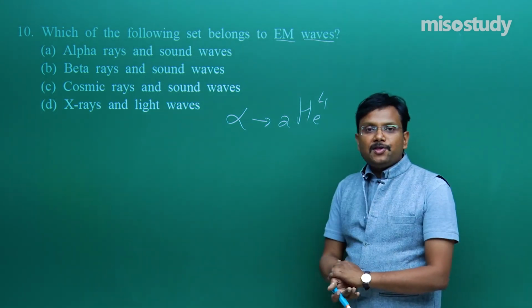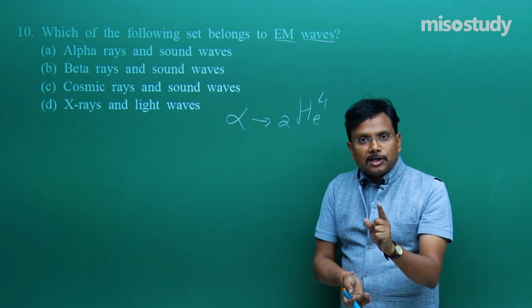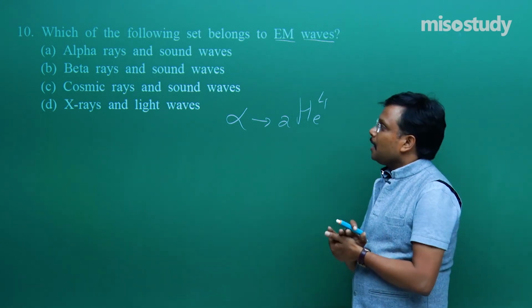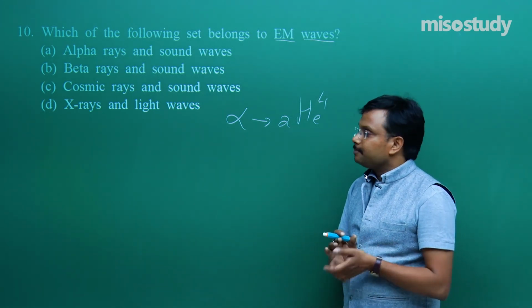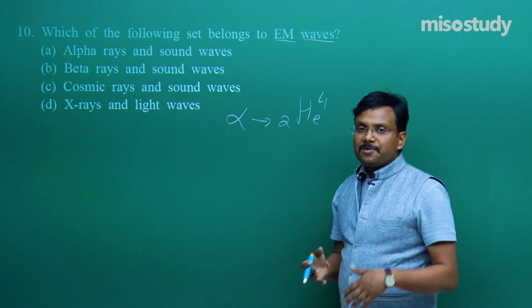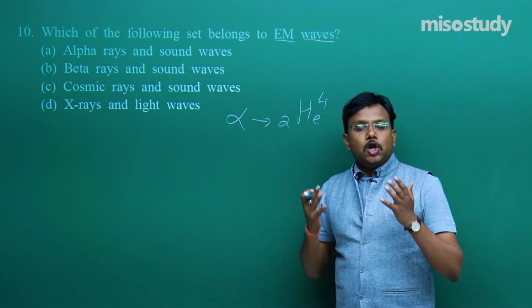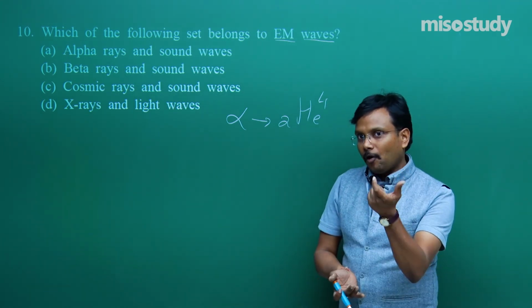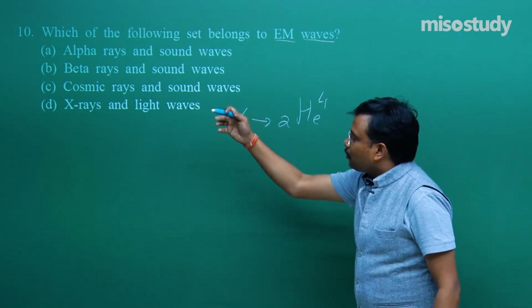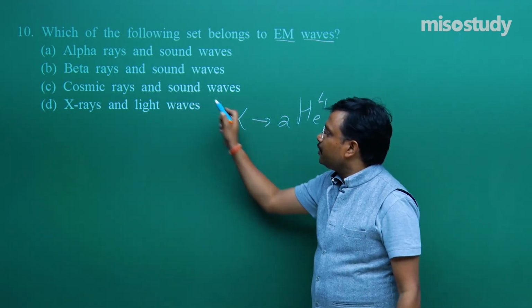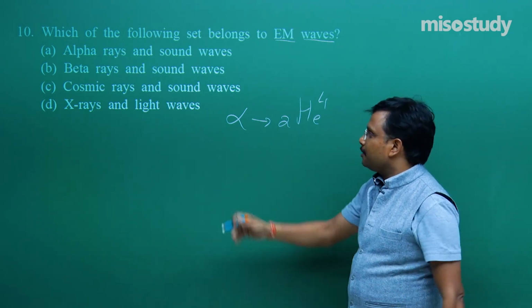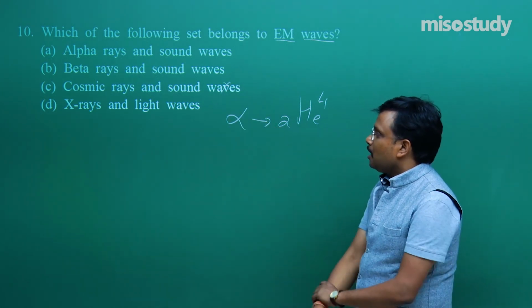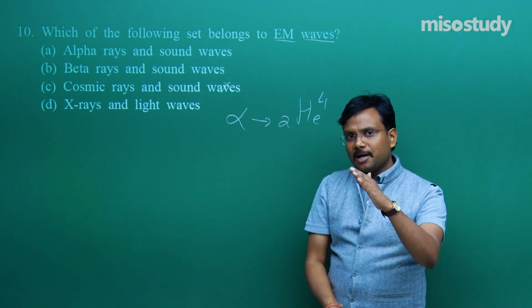Sound wave. Sound wave means mechanical longitudinal waves. So they cannot be part of EM waves. EM waves are not mechanical waves. Beta rays, electrons, not possible. Sound waves, once again mechanical longitudinal waves. Cosmic rays, yes, they are EM waves, but with cosmic rays, just because of their friendship with mechanical longitudinal waves, it also loses its charm or its beauty. So it is also not the correct option. X-rays, yes, just after cosmic rays, X-rays.